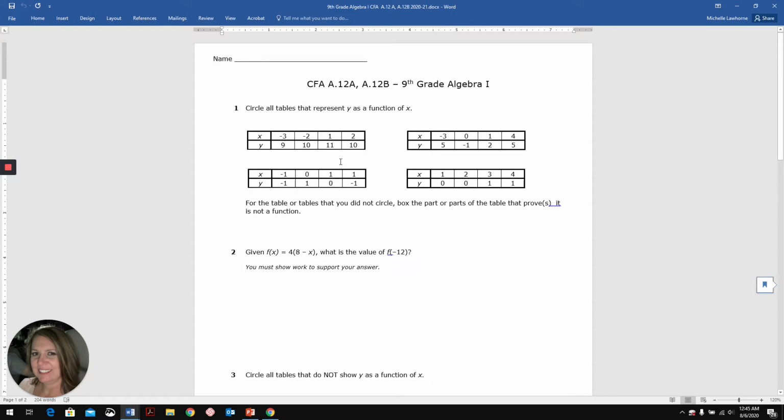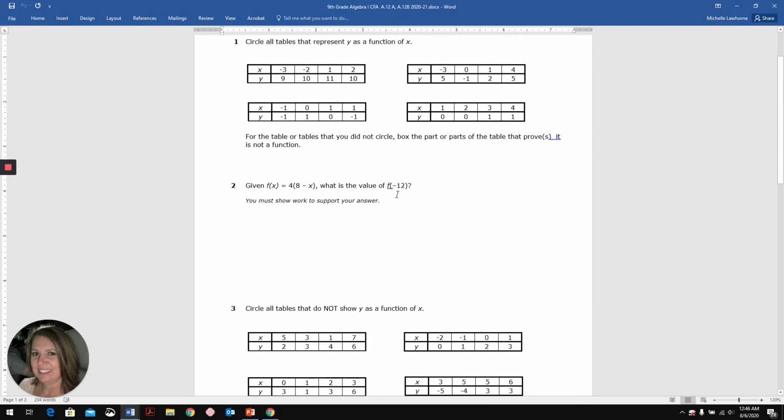So for example, they should circle this section right here, or box this section right here, because here we have the same x value paired with 2 different y values, and that is how we know that this does not represent a function. So it is not just what do they know, but where are they confused.